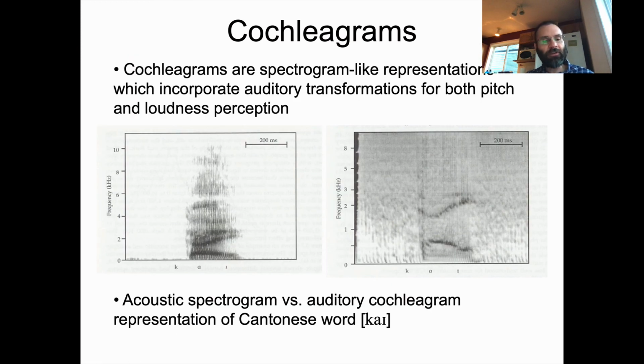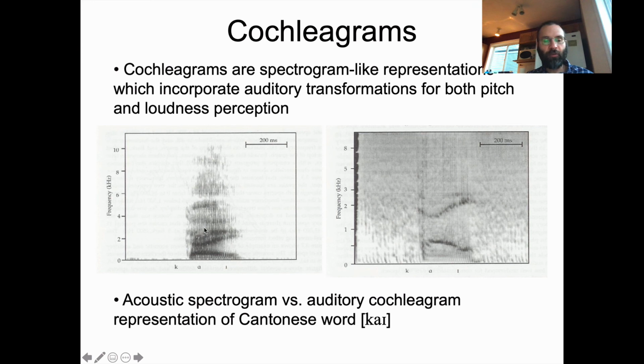You can also represent sound using the bark scale with what are called cochleograms. So these are spectrogram-like representations which incorporate these auditory transformations for pitch and loudness into a sort of spectrogram-like view of how sound changes over time.